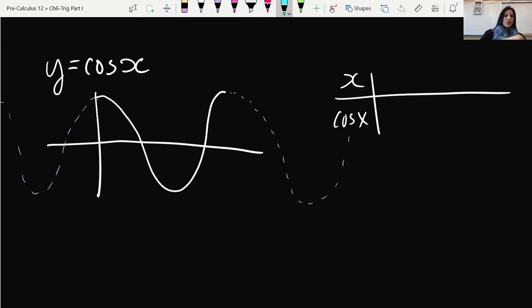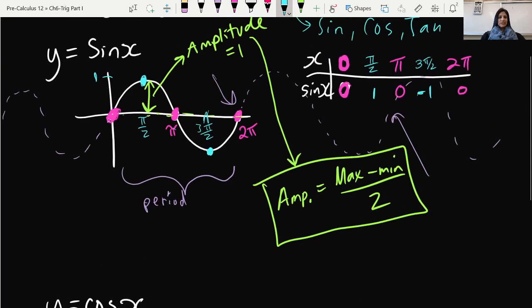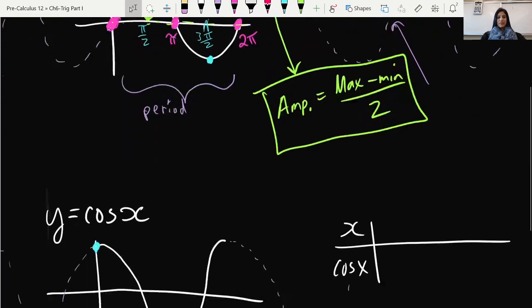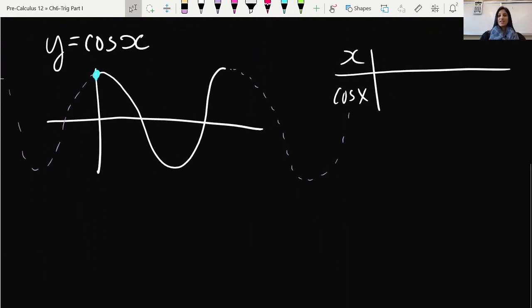So this time we're going to start with the maximum value. Like last time, that happened later on, right, at pi over 2. This time it's happening right at x equals 0. So when x is 0, my cos x at that point is 1.